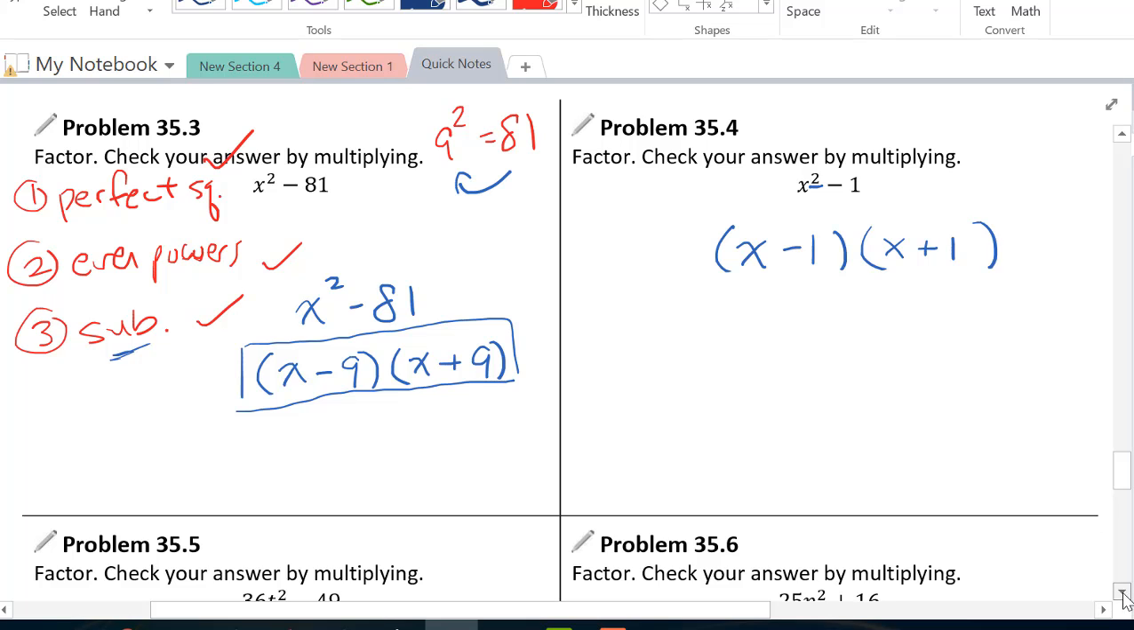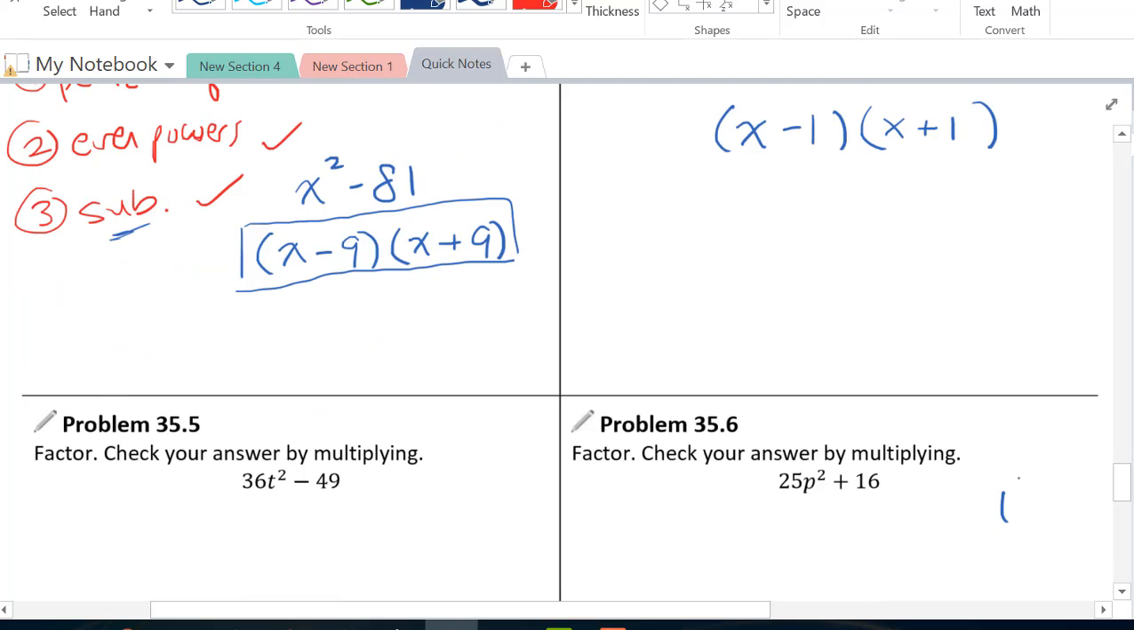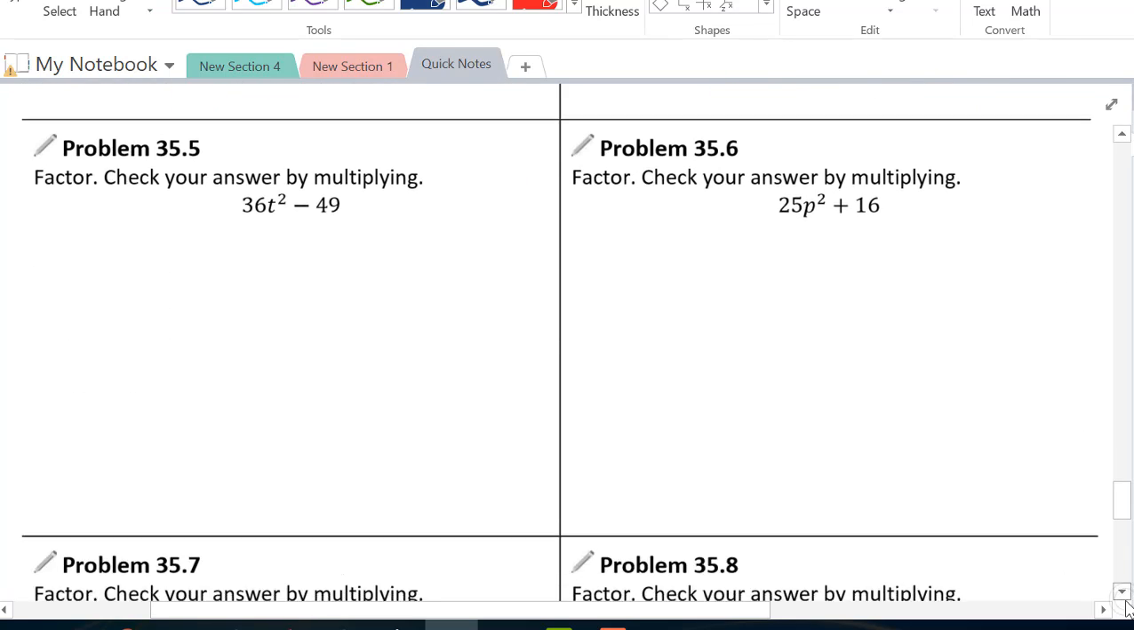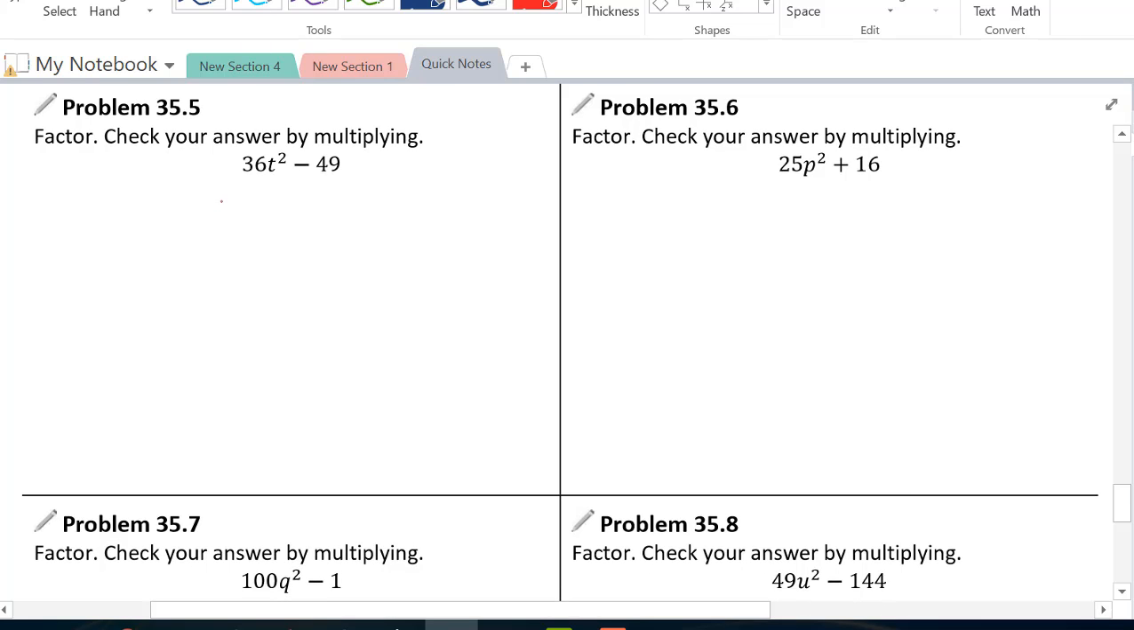Alright, so let's look at another one. Same thing, three conditions, right? 36 is a perfect square, right? 6 squared is 36. So 36 is a perfect square. 49 is a perfect square because 7 squared is 49. So the first condition is good. Do I have even powers? Yes, I do. That's b squared, so even power. Is it subtraction? Yes, it is. So all three of my conditions are met.